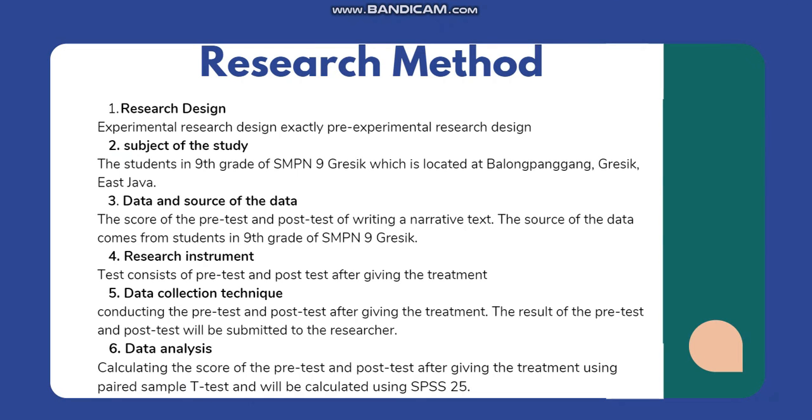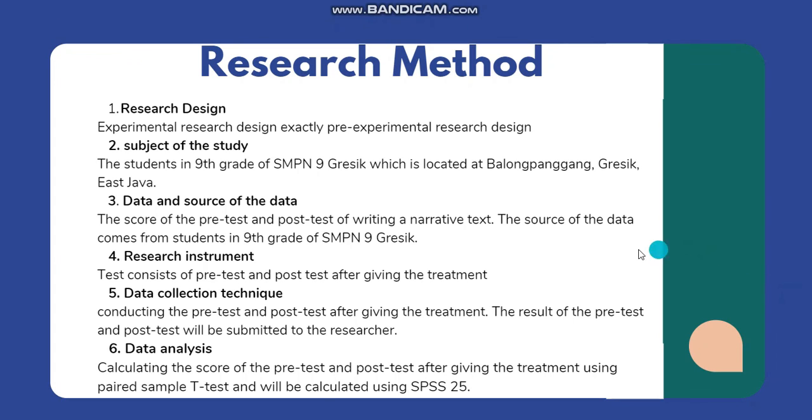And then the research method. The research method used in this study, the first is research design. The study uses an experimental research design, exactly a pre-experimental research design. The subject of the study is the students in ninth grade of SMPN 9 Gresik, which is located at Balongpanggang, Gresik, East Java. And then the data required in this study is the score of the pre-test and post-test of writing narrative text.